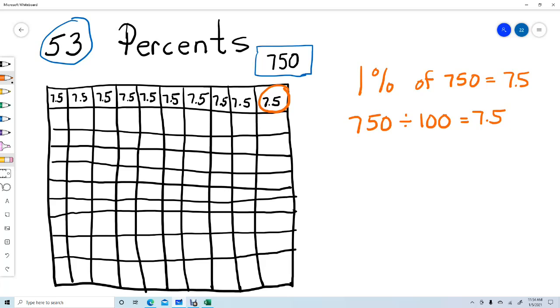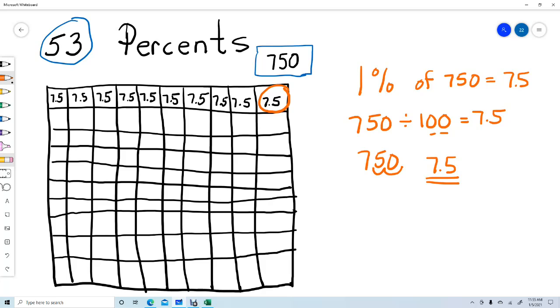So if I look at the number 100, it has 2 zeros. That means I come to the number 750. The decimal is understood to be right here at the end. I move it back 2 places, and I get 7.5, or 7 5/10. So that's the method we're going to use to divide a number by 100. Remember how simple it is to just move the decimal when you multiply or divide by powers of 10. So that's going to be key.